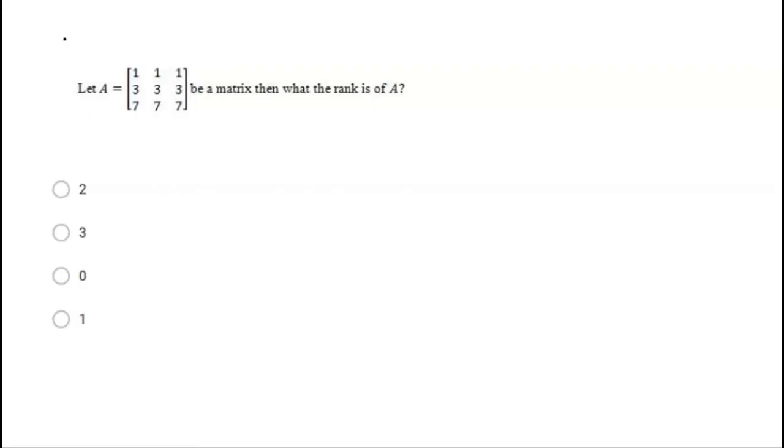Now look at this particular problem, and this is a very direct, definition based problem. They are asking me to find the rank of a matrix, and here the matrix given is 1 1 1, 3 3 3, 7 7 7. Did you notice one important thing: the first row here is 1 1 1, and the second row is 3 times the first row, and the third row here is 7 times the first row.